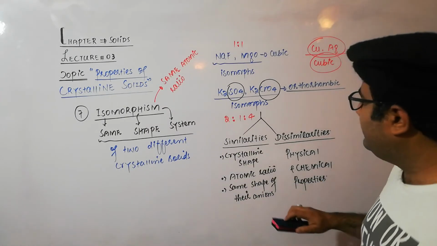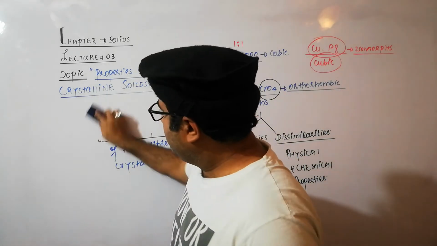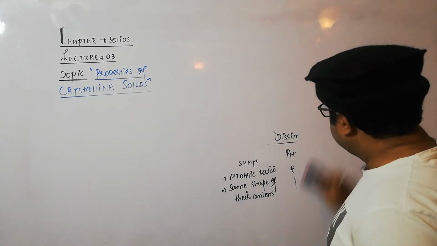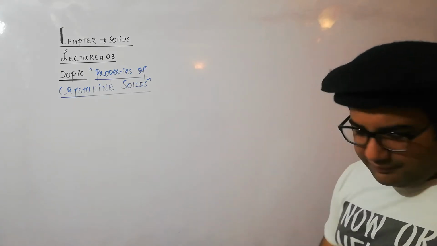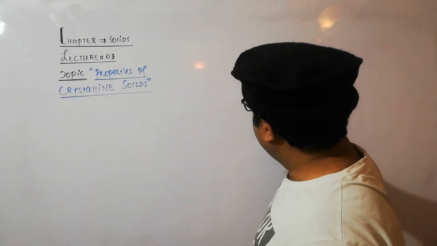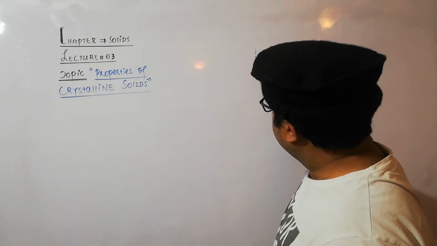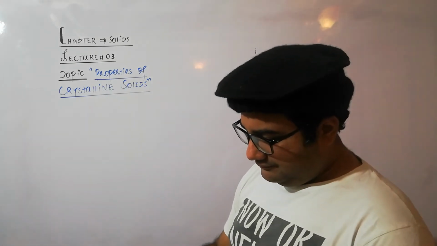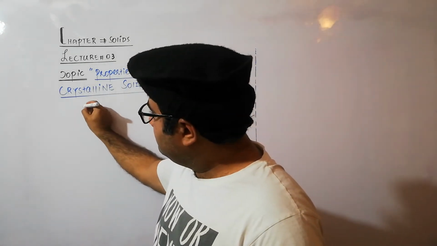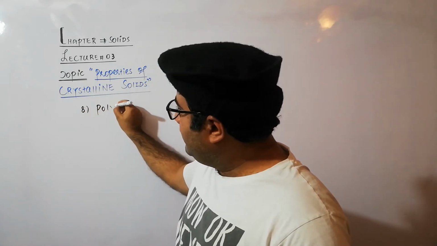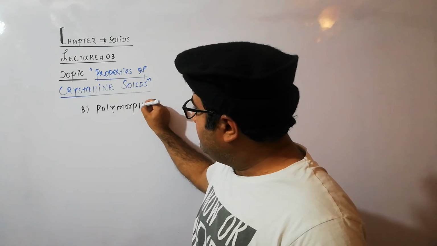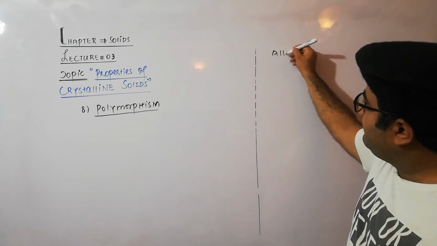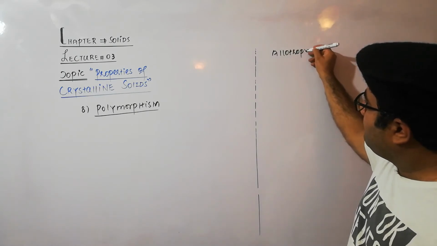Now let us move towards the eighth one. I would like to discuss the eighth property in two ways. I will divide it into two parts. One will be polymorphism, and the other one is allotropy.